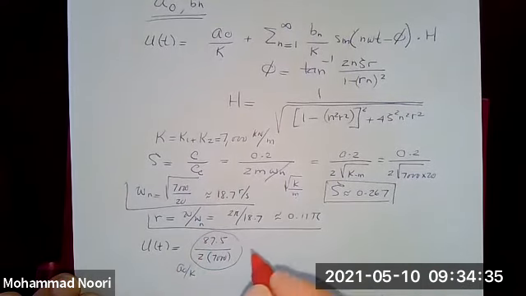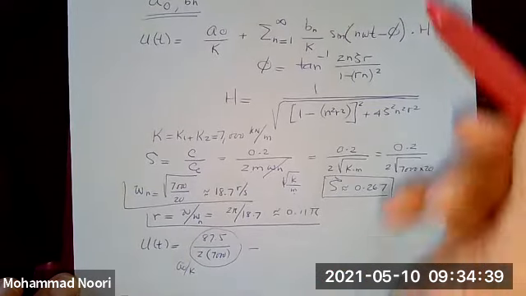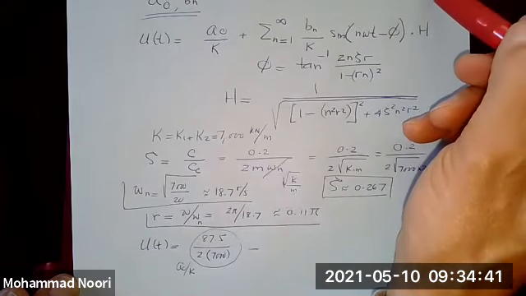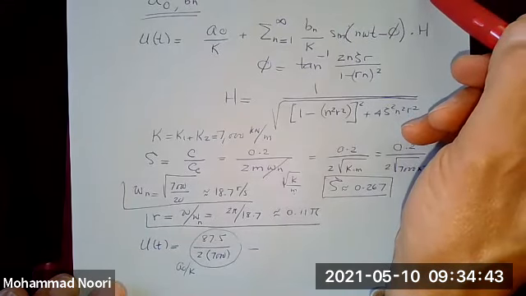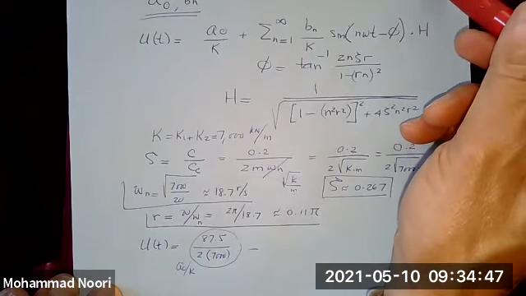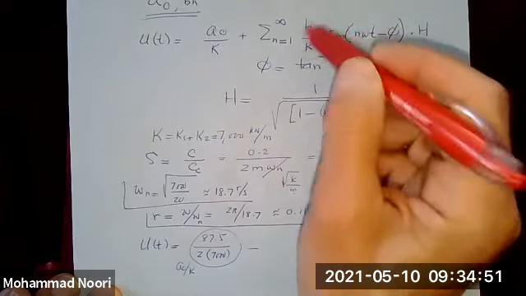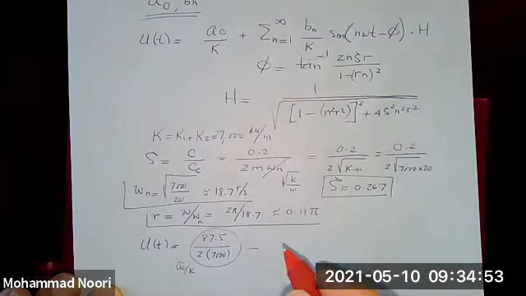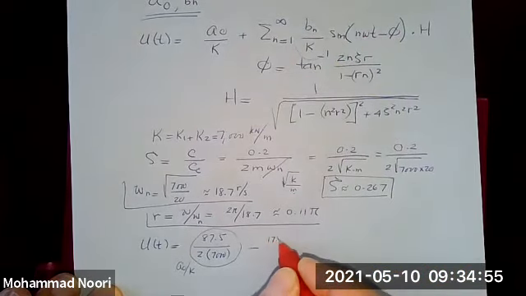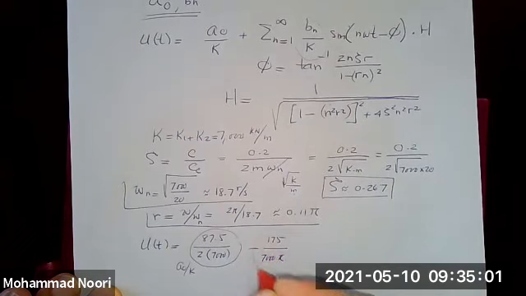Minus bn, which was negative 175 over n pi. So I take negative 7 over k, of course. So I take this part out of the summation, that would be 175 divided by 7,000 pi. This is k, bn over k.